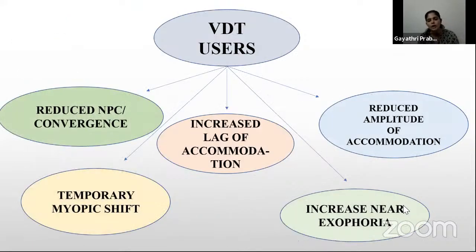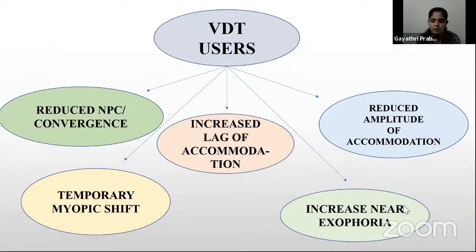Now, moving on to its relationship with accommodation and convergence, how that plays a role. Again, here they have done studies among VDT users or screen users and non-screen users. The screen users were people who were using screens for more than 4 hours a day, and the non-VDT users were people who were using them for less than 1 hour a day. They gave them the same task of reading content on a screen, and then they checked before and after. They checked their vergences, their NPC, accommodation, lag, everything. All their binocular vision parameters were checked.